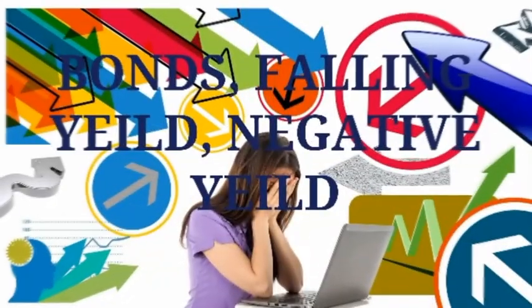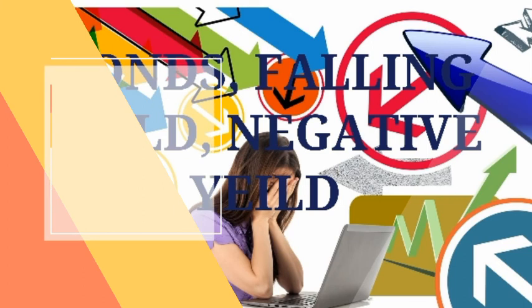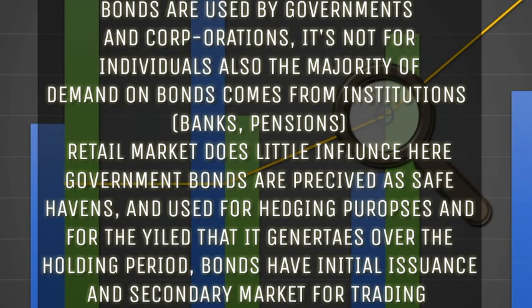For the definition, a bond is a financial security by which the issuer of the bond owes the holder of the bond an amount of money which will be paid when the maturity of the bond, which is the period of holding, is completed, along with an agreed amount of interest. Bonds are mostly used by governments and corporations. It's not for personal or individual use, and the majority of the demand for bonds comes from institutions like banks and pensions, and the retail market has little influence on this area.